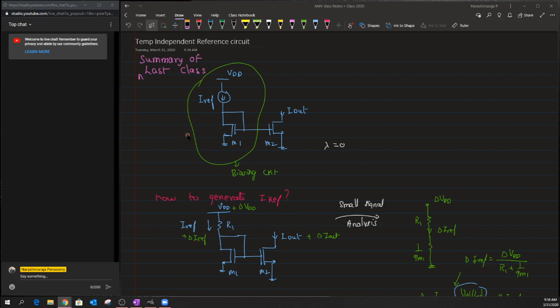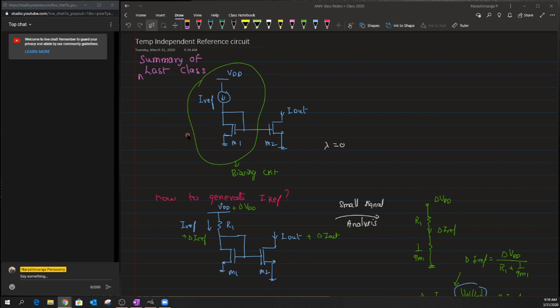Hello students, so today we'll be talking about this temperature independent reference circuit, but before that I just want to summarize what we have learned in the last class.